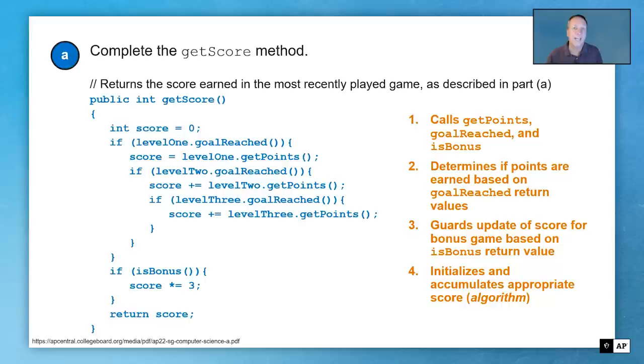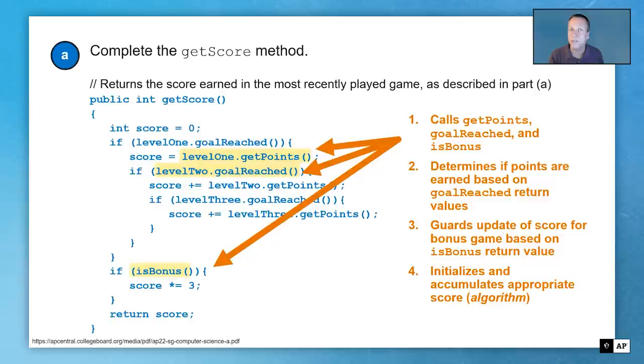And this is what we did last year when we scored the 2022 exam. You're going to get a point as a student on part one if you call getPoints, goalReached, and isBonus. Now remember, getPoints and goalReached are methods in the Level class. So you'll notice that I call level1.getPoints and level2.goalReached and the different goalReached methods for level one, level two, and level three. And then I also call the isBonus method. But notice isBonus is called just by itself because that's a method in the same Game class where I'm implementing this getScore method. So if somewhere in your code you call getPoints and goalReached on a level, and then call isBonus as well, you're going to earn a point for point one.